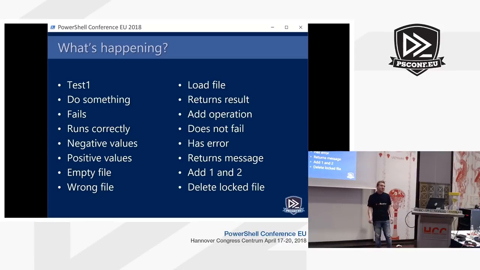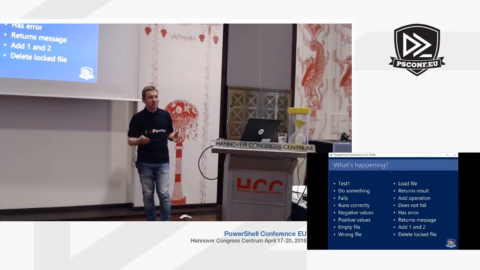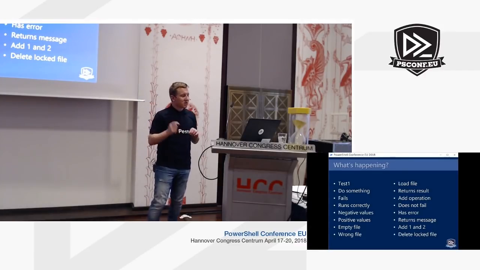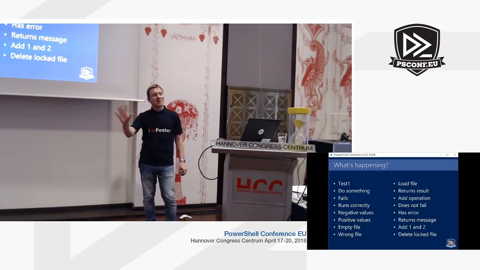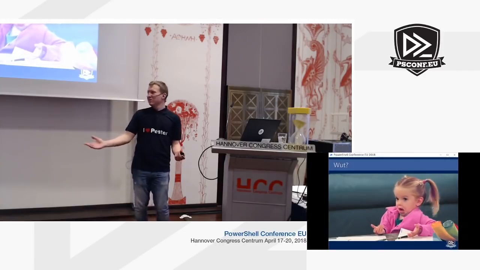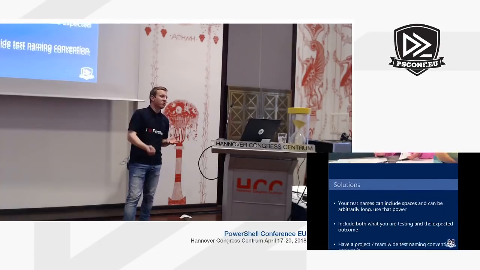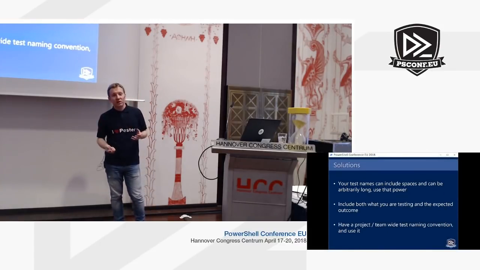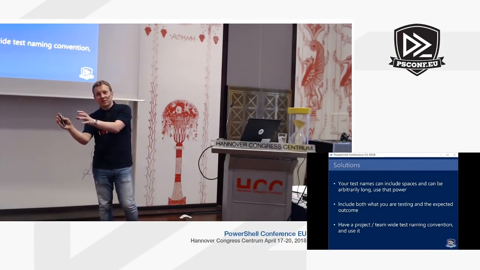Like, that's what we want, like, make it run correctly, yeah? Negative values, positive values, empty file, wrong file, yeah, load file, and so on. Returns result is great, or returns message, that happens a lot. Add 1 and 2, we're getting there. We actually know what it does, but we don't really know the result. So usually you're like, what? What's happening?